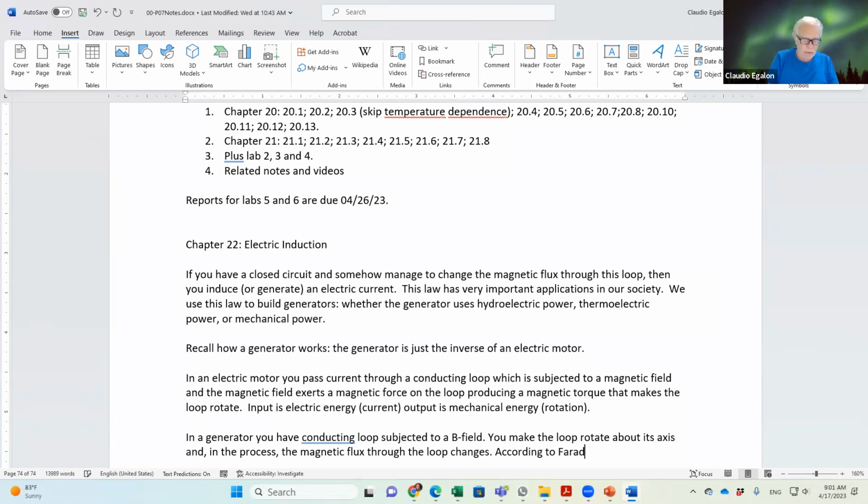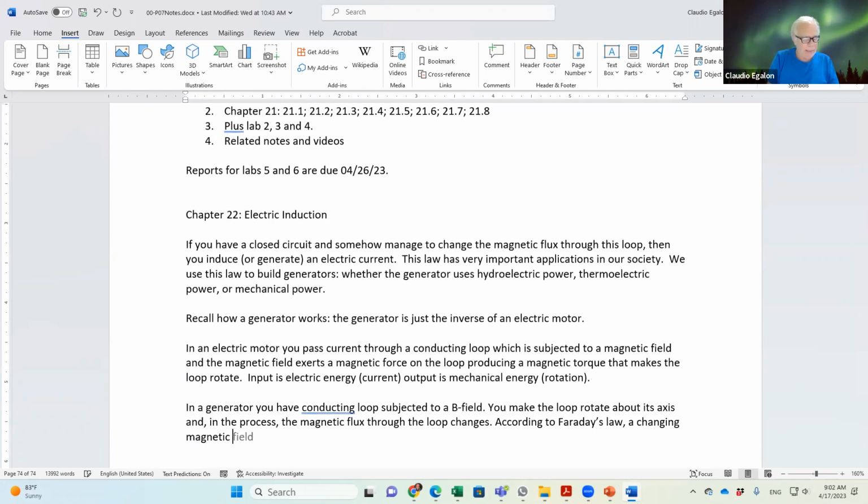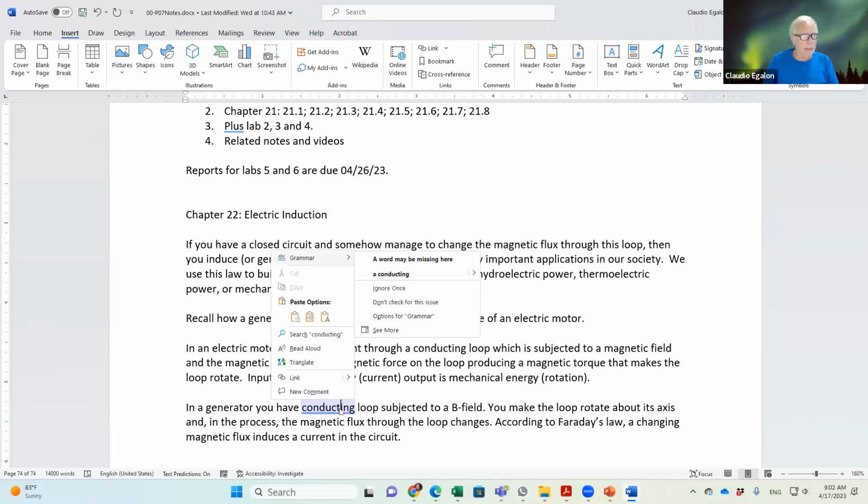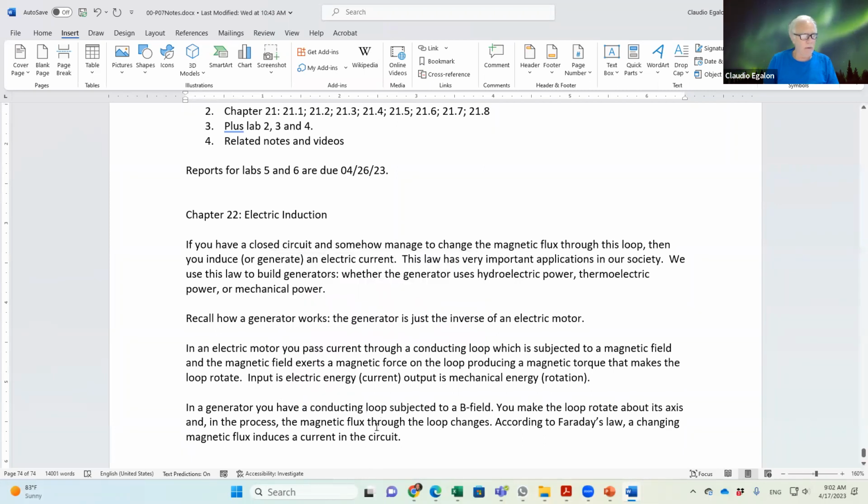According to Faraday's law, a changing magnetic flux induces a current in the circuit. Okay, in a generator, you have a conducting loop subjected to a B field. You make the loop rotate about its axis, and in the process, the magnetic flux through the loop changes. According to Faraday's law, changing magnetic flux induces a current.